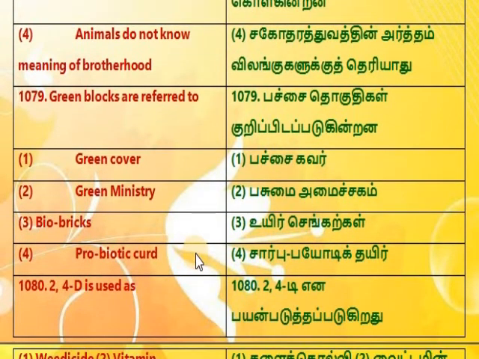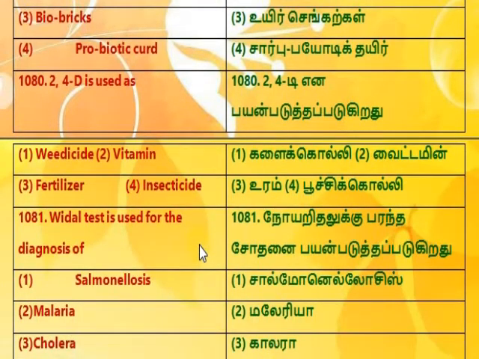1079. Green blocks are referred to. 1. Green cover. 2. Green ministry. 3. Biobricks. 4. Probiotic curd. 1080. 2,4-D is used as 1. Weedicide, 2. Vitamin, 3. Fertilizer, 4. Insecticide.